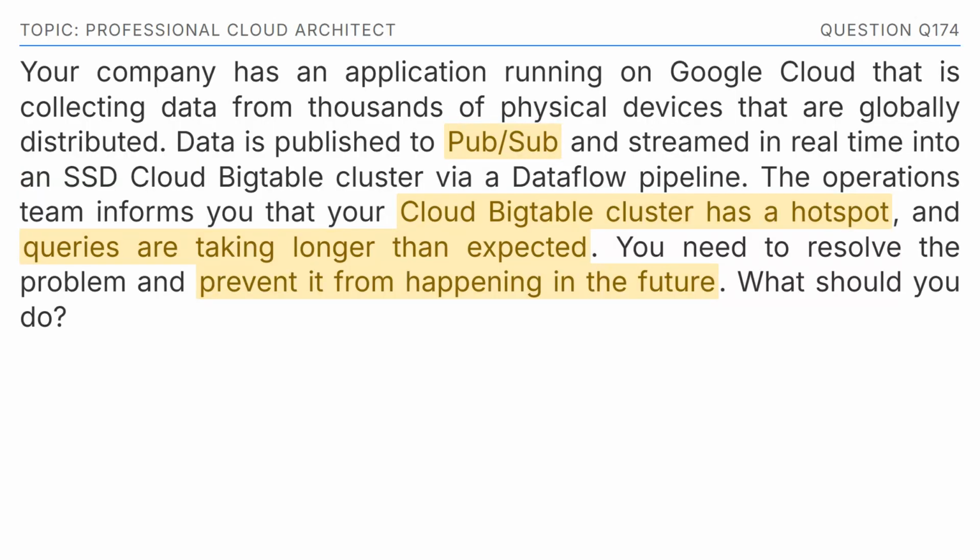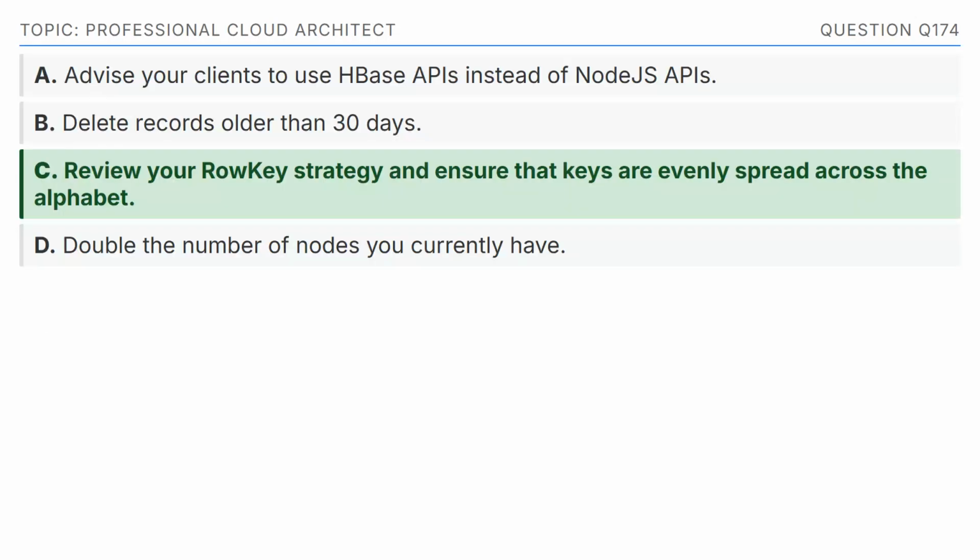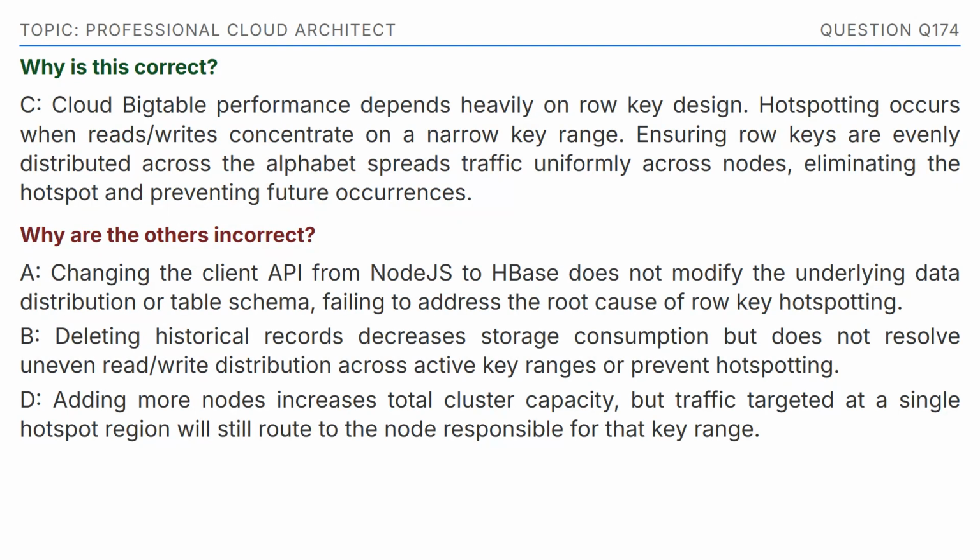To arrive at the correct answer, we focus on the keywords: Pub/Sub, Cloud Bigtable cluster has a hotspot, queries are taking longer than expected, prevent it from happening in the future. The correct answer is option C, review your row key strategy and ensure that keys are evenly spread across the alphabet. Why is this correct?